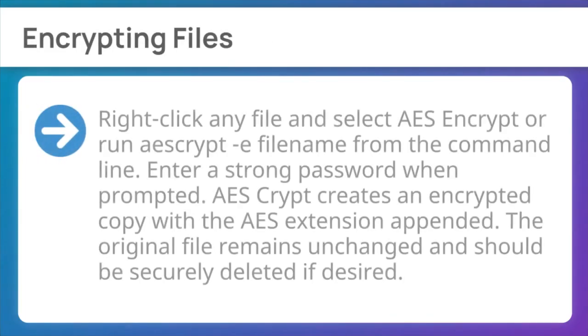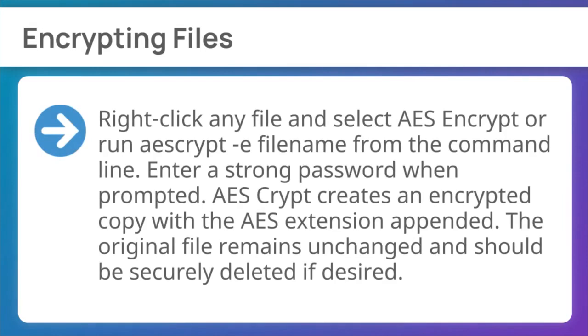Next, encrypting files. Right-click any file and select AES Encrypt, or run aescrypt -e filename from the command line. Enter a strong password when prompted. AES Crypt creates an encrypted copy with the AES extension appended. The original file remains unchanged and should be securely deleted if desired.